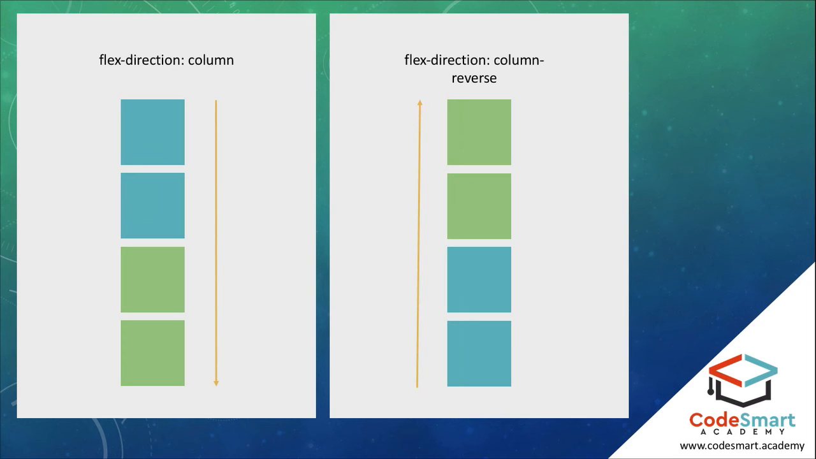Then the cross axis runs perpendicular to the main axis. So if we had flex direction set to row, column will be the cross axis. Also, if we set the flex direction to column, then row would then become the cross axis. So if this is a little bit difficult to understand right now, just remember that the main axis is the direction we set, and then the cross axis is the opposite.